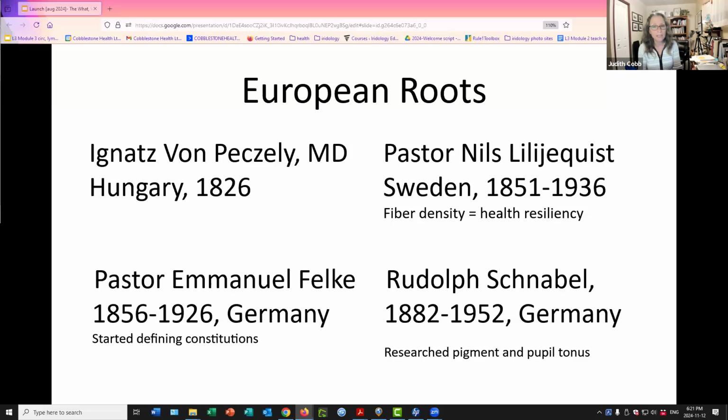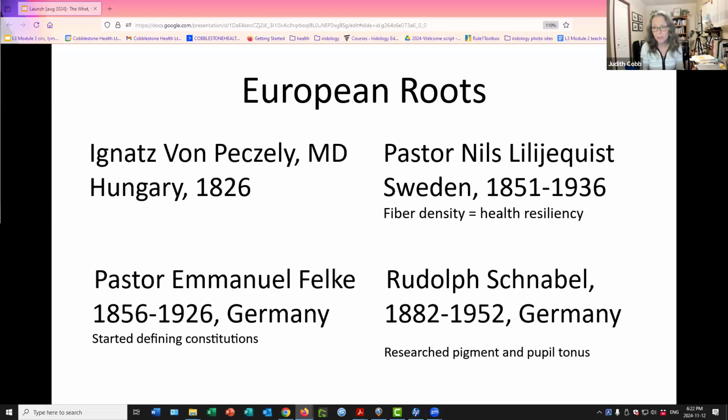Pastor Emanuel Felke in Germany, he started defining constitutions. We're going to take a look at constitutions today. And there is still an institute in Germany called the Felke Institute that teaches iridology the way Emanuel Felke researched it. And so we're going to, like I said, work with some of those constitutions that he started working with. In Germany, you have to be basically a naturopath or a medical doctor to be able to use iridology.